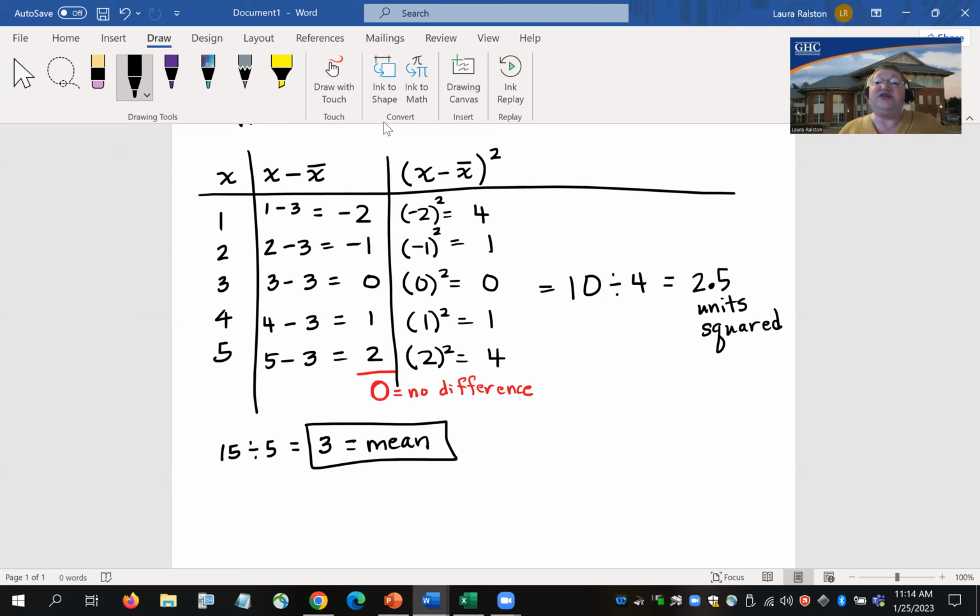The second measure of position that we use is called a percentile.